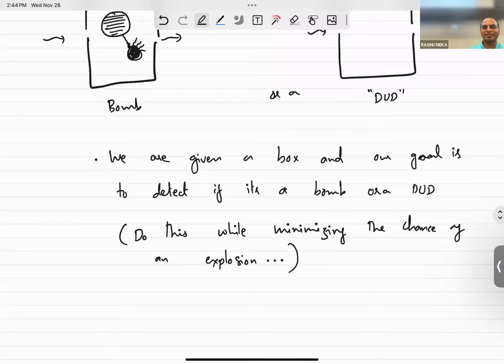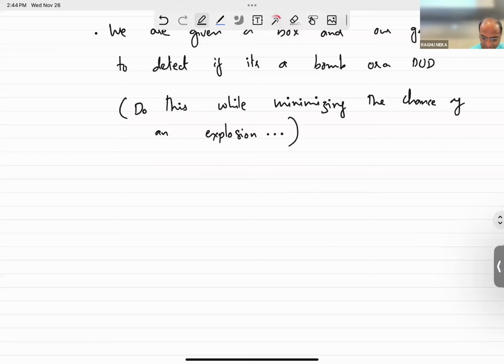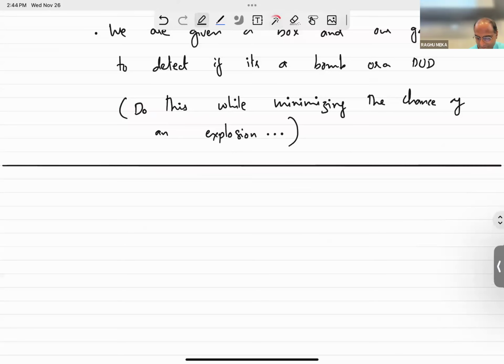Either you have this entire apparatus or you don't have the whole thing. Okay. And as I said, this box is sitting in front of you. You can do whatever you want. If you tamper with it, it explodes. And you have to figure out if there is a bomb inside or it's a dud while minimizing the chance of explosion. Okay.